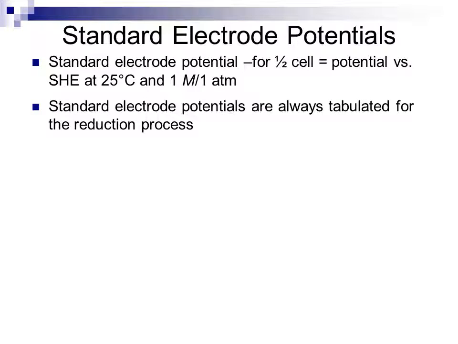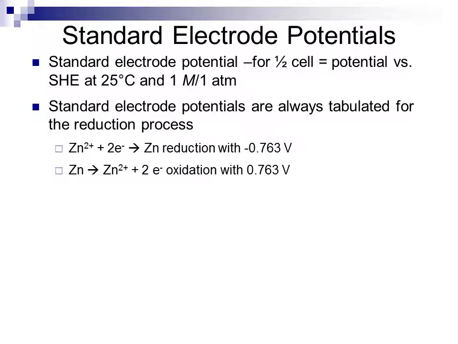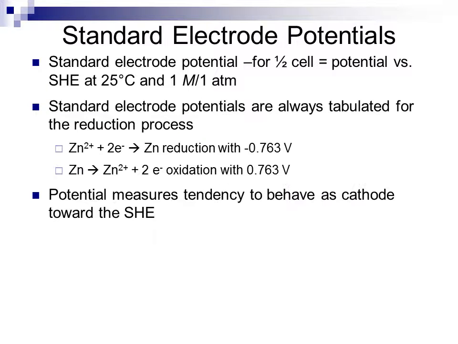Standard electrode potentials are always tabulated for reduction processes. So the zinc process that we looked at, 0.763 volts as an oxidation process, will be tabulated and written as the reduction process. By flipping the equation, as we understand, flipping the equation flips the sign of the potential, so we go from a positive 0.763 to a negative 0.763. Compare it to the oxidation process, which had the positive 0.763.